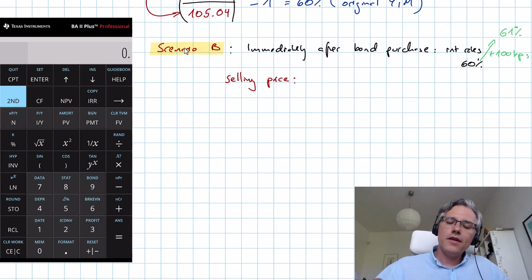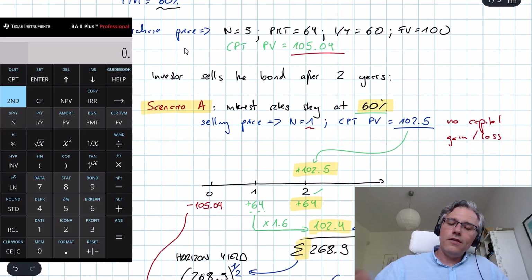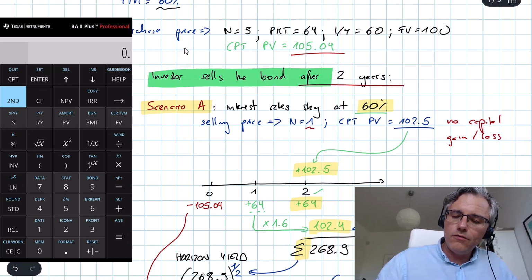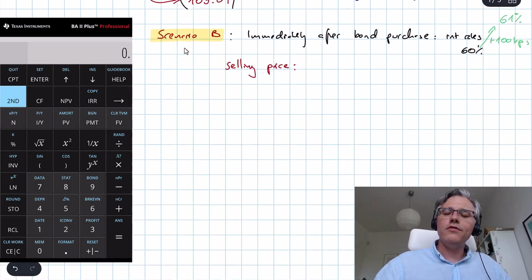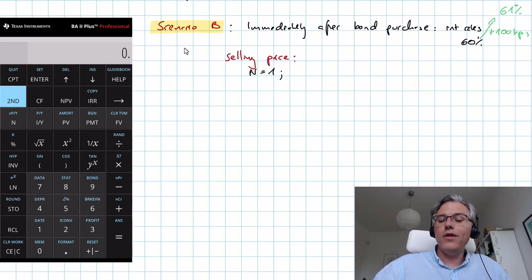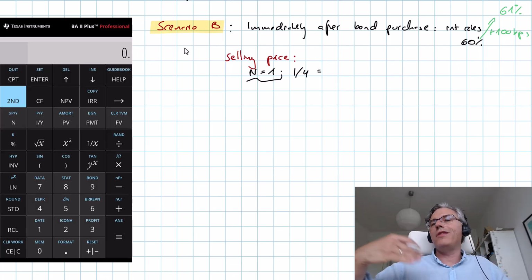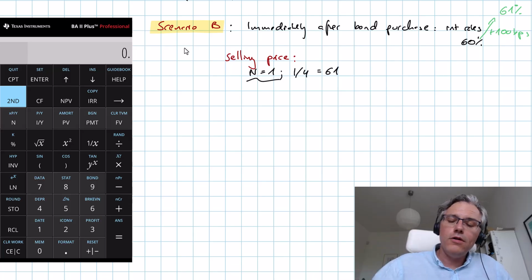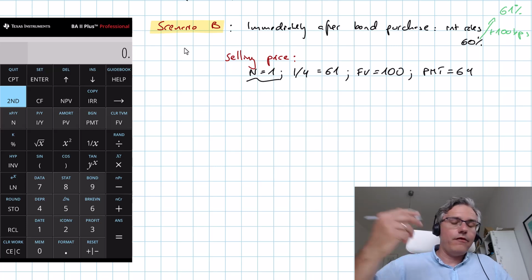Remember, we're thinking about a situation where the investor sells the bond after 2 years. That's common for all the scenarios. It's just a question of what's happened to interest rates. So we will still have an N equal to 1, because there will now be 1 year only left to maturity. Our I/Y will be this increased 61. The FV will still be 100. The PMT will still be 64, that very high coupon.